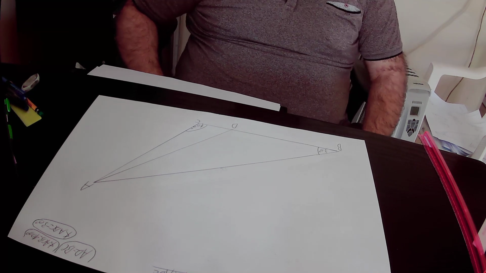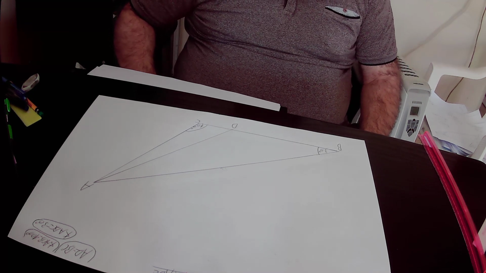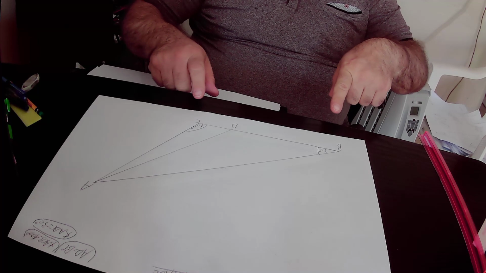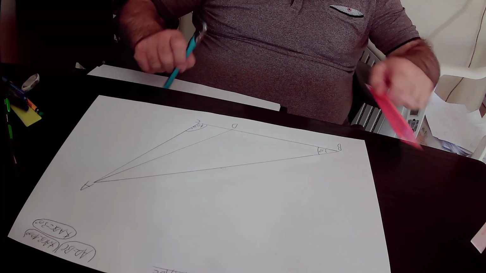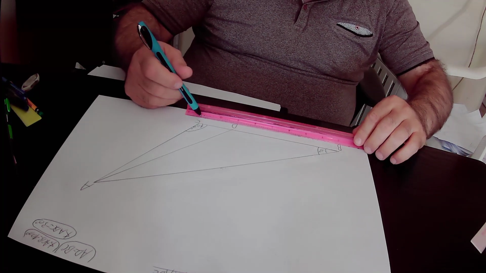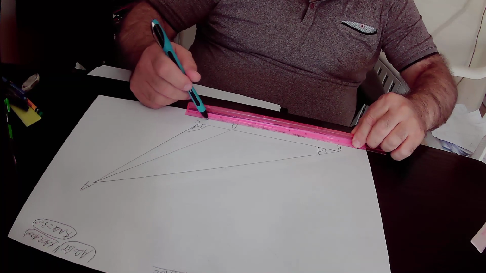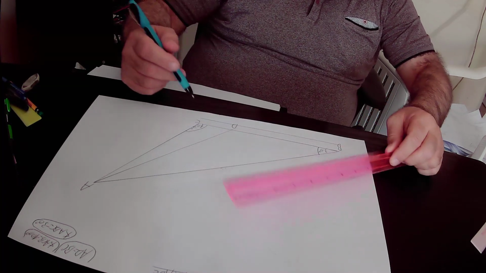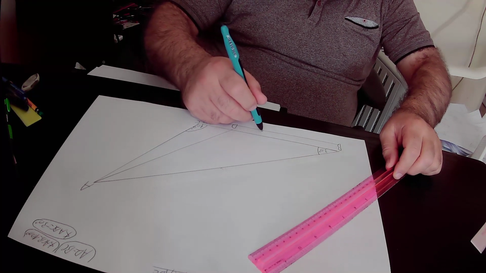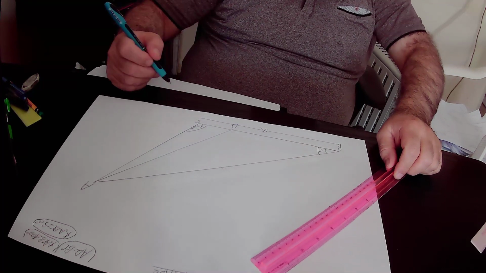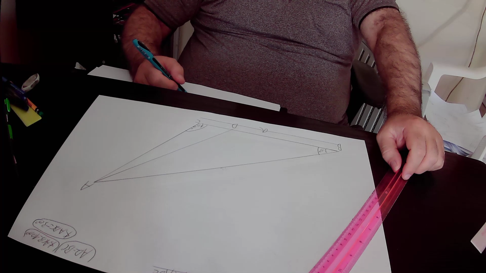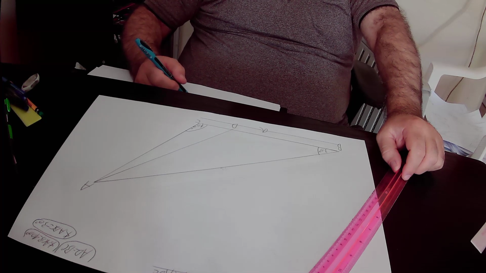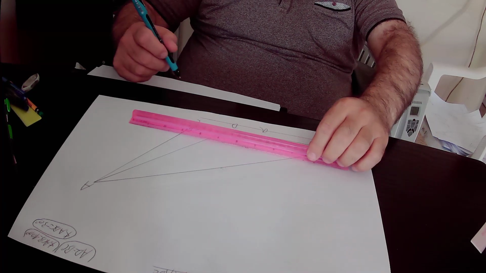So in the second method, we will define side BC of triangle ABC as A. That is to say, the length of side BC equals A units, and then we will extend side BC by a straight line.